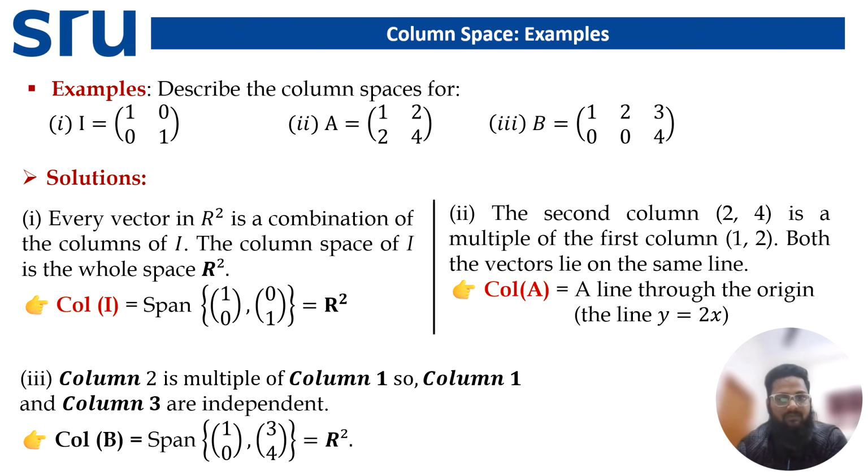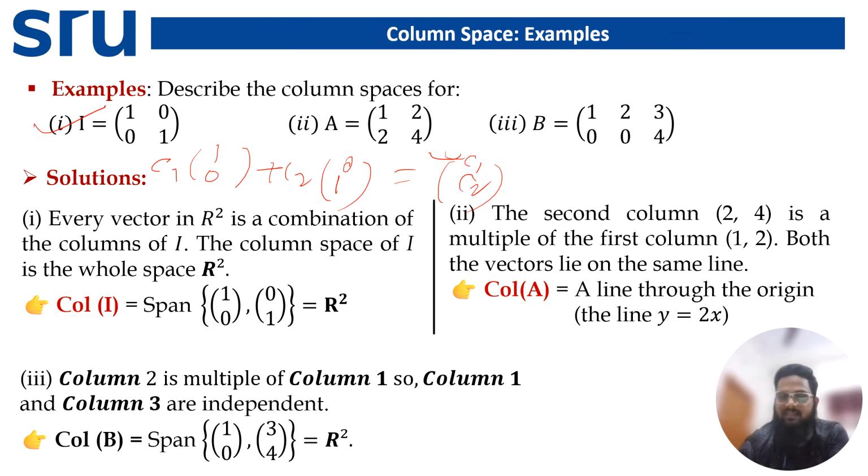So if you see a few more examples, like this is the identity matrix, the 2 by 2 identity matrix, you know. If we find the column space of this matrix I, you can easily see that it is C1 into the first column plus C2 into the second column. Ultimately if we calculate it, you will get C1 into 1, so C1, plus C2 into 0, so 0, so only C1, and in the second term only C2. So this is nothing but the set R2. What is R2? Ordered pair elements. So you can see you are getting ordered pair elements. You can choose any C1, C2, and you will get the R2 elements.